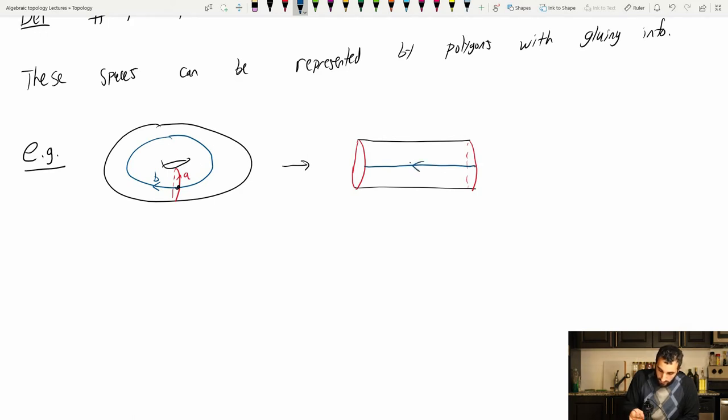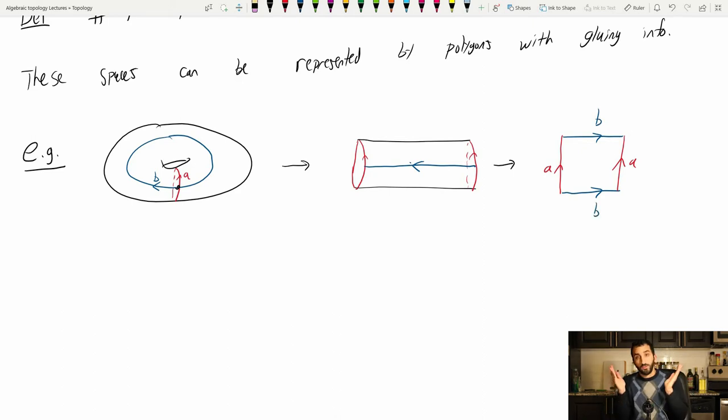So these are, let's keep track of their orientation. And if I do that, then I get this square. You take like a tube of toilet paper, and if you cut along, you can flatten it out. And there's also gluing instructions for putting this thing back together. It might be easier to go from this square back to the torus. I glue the two red lines together so that the arrows agree, and I glue the two blue lines together, labeled B, so that the arrows agree, and I will get my torus.